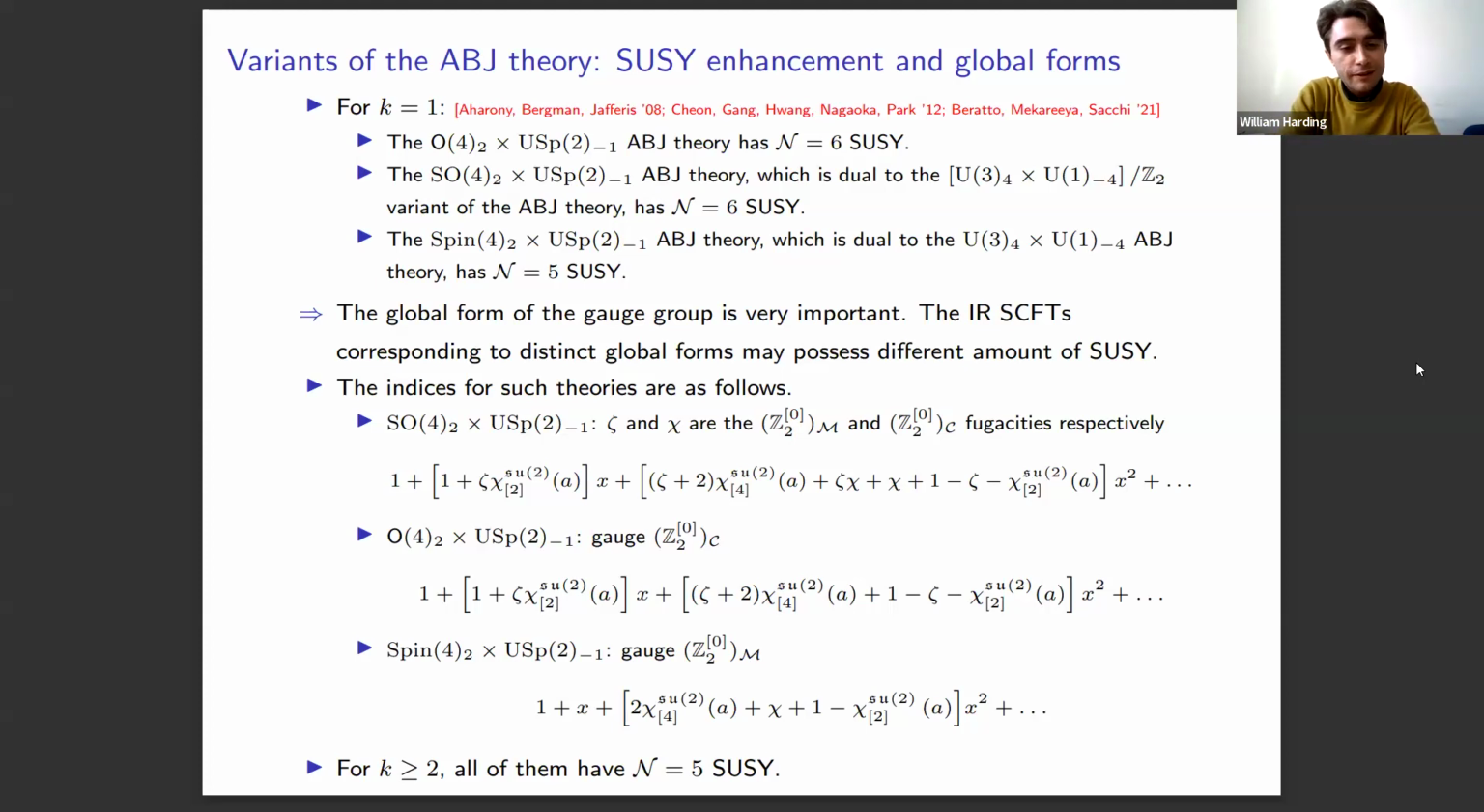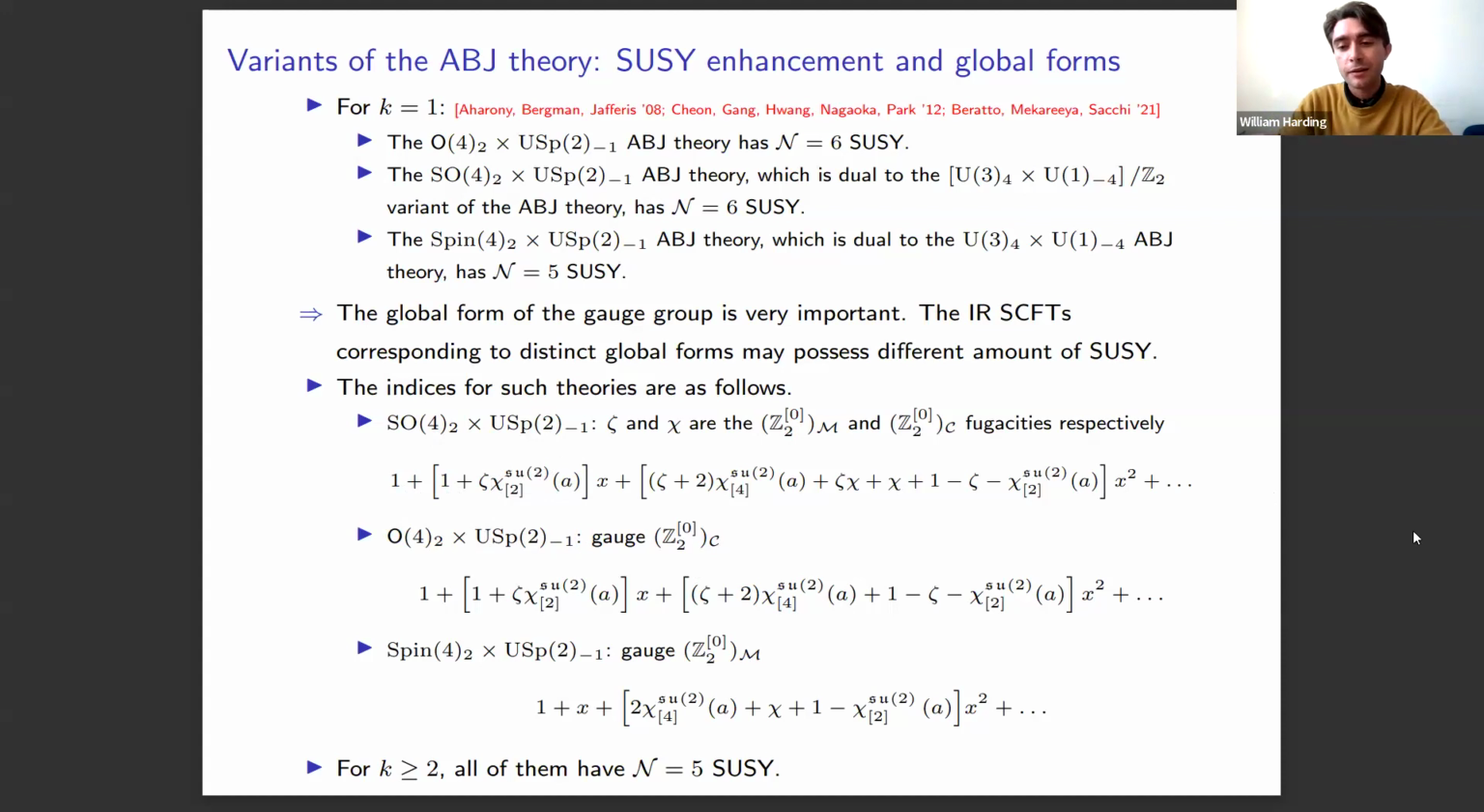And I also reported the indices for these theories. Now, what you can notice from the indices is that, let us consider for simplicity the unrefined indices. So this chi2 SU2 basically is a triplet of SU2, meaning that in the spatial orthogonal and orthogonal cases, the coefficient at order x is equal to 4. Now, the fact that the coefficient at order x is equal to 4 is a necessary condition for n equal to 6 SUSY enhancement.